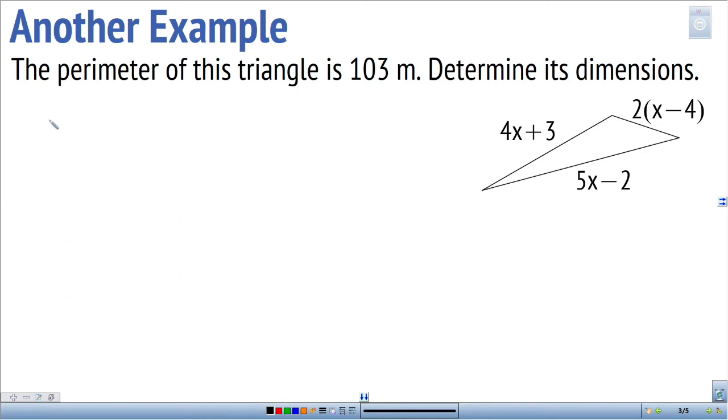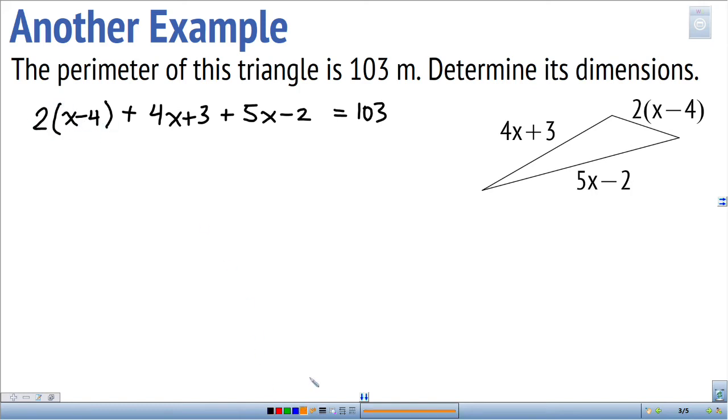So I'm going to say 2 times x minus 4. If I add that with 4x plus 3, and then add that last side, 5x minus 2, together that should make 103. So our job now is to simplify this equation and solve. I notice I have to do a little bit of multiplying first. So I'm going to multiply the 2 into the bracket.